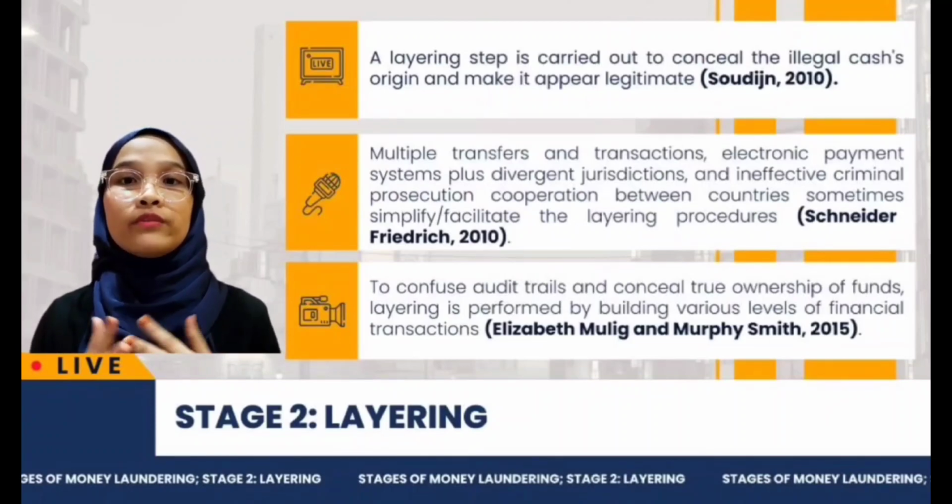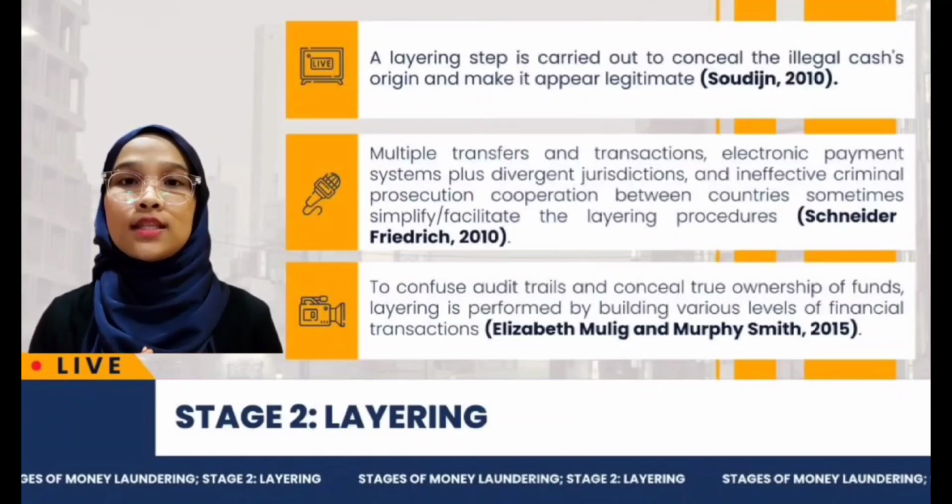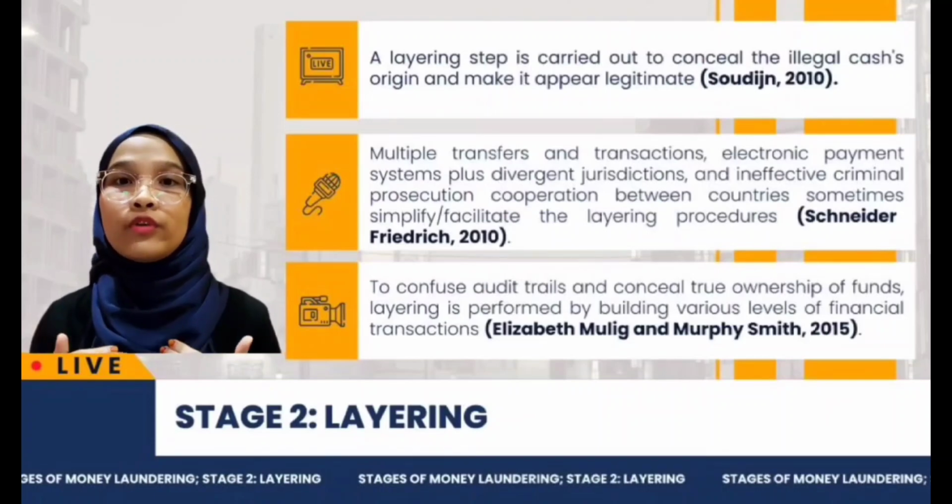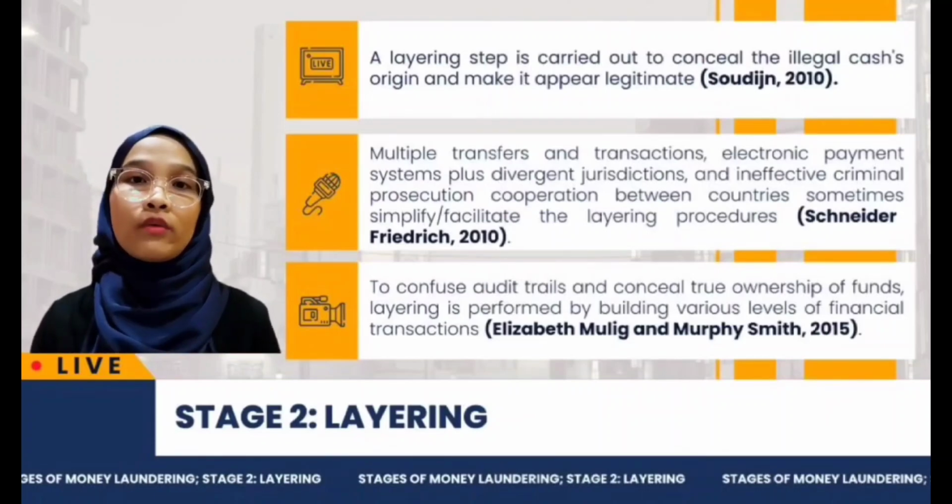Elizabeth Woolley and Murphy Smith 2015 say that in order to confuse audit trails and conceal the ownership of funds, layering is performed by building various levels of financial transactions.